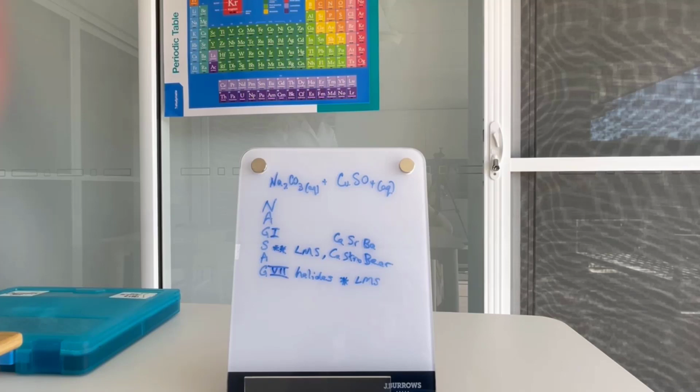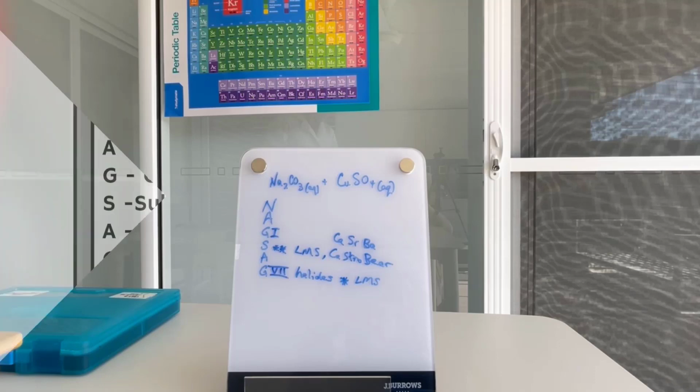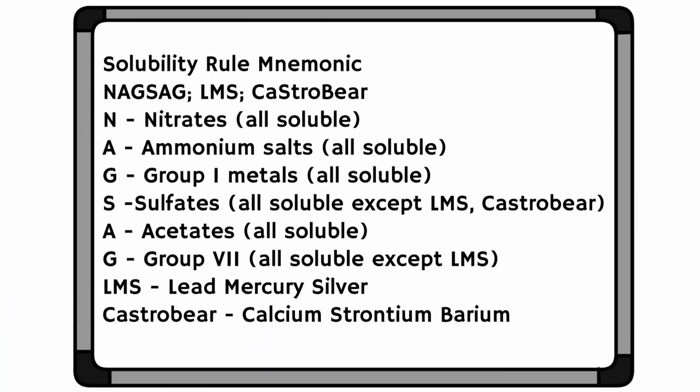And the second G stands for group 7, or sometimes group 17. These are the halides, the things like fluorides, chlorides, bromides, iodides. These are also soluble, but they likewise have a little asterisk. One asterisk stands for LMS. LMS is lead, mercury, and silver. Two asterisks is LMS and CaSrBa. The CaSrBa is calcium, strontium, and barium.